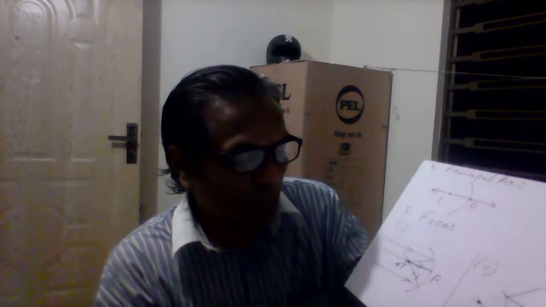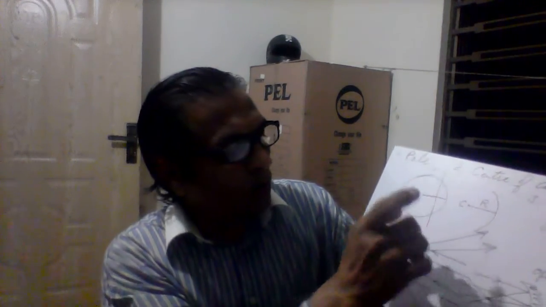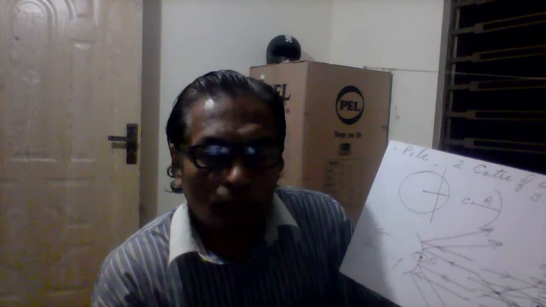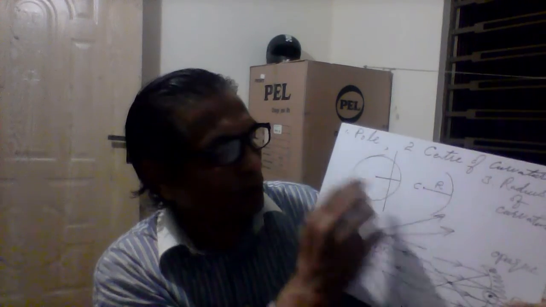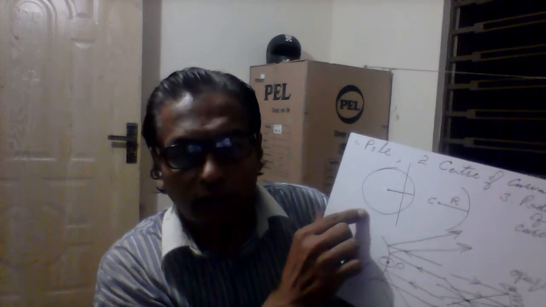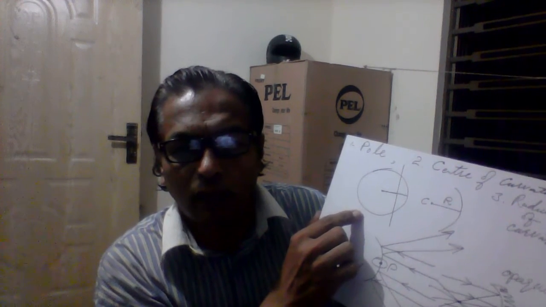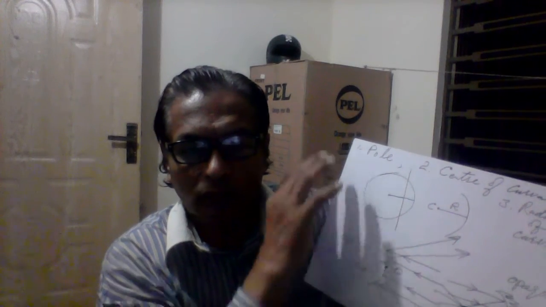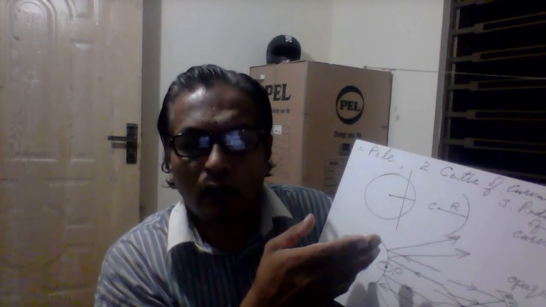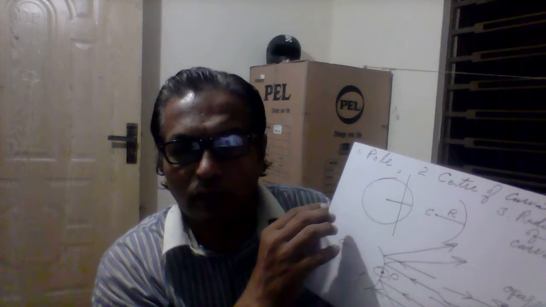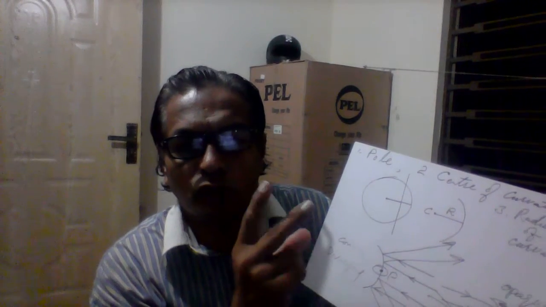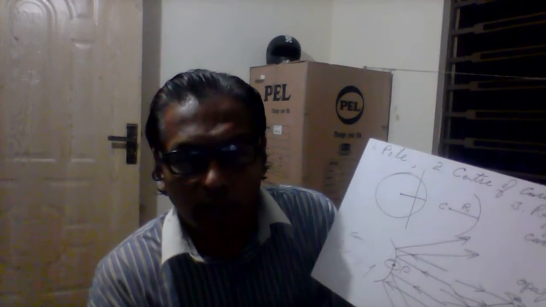I will repeat it, but first of all, we will define what is a spherical mirror. A spherical mirror is part of a hollow sphere made up of glass and whose surfaces are reflecting. Either the outer surface is reflecting or the inner surface is reflecting. It will create two types of spherical mirror.